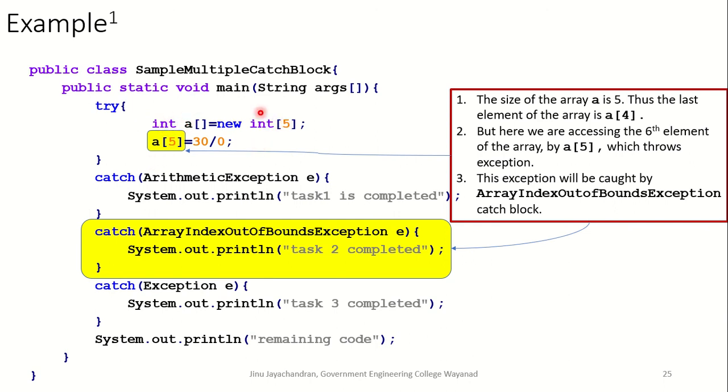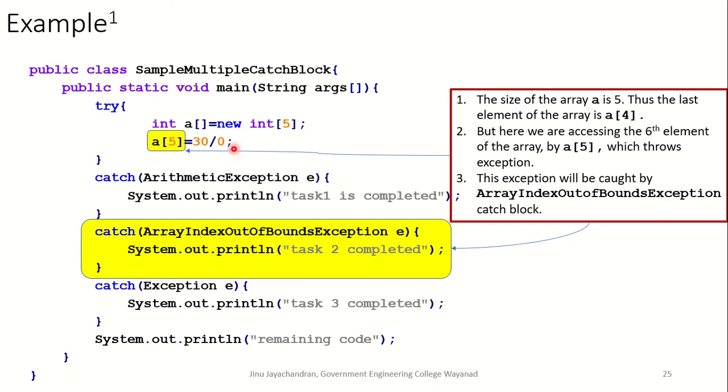So an array of size 5 means you have square bracket 0, square bracket 1, square bracket 2, square bracket 3, square bracket 4. So that means 5 elements. The maximum index of the array is a[4]. But here we are trying to access a[5], which is the 6th element of the array, which is not possible. So this is basically an array index out of bound exception.